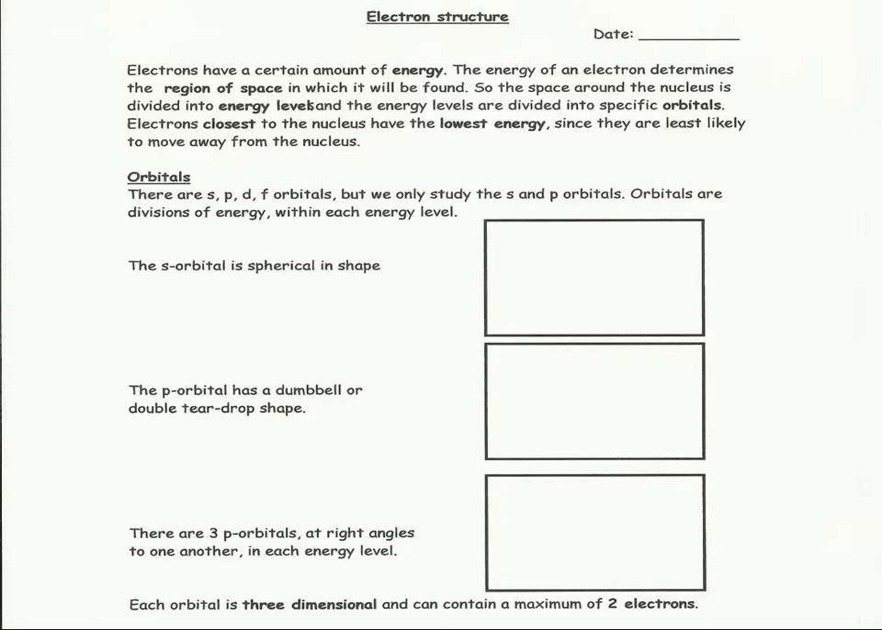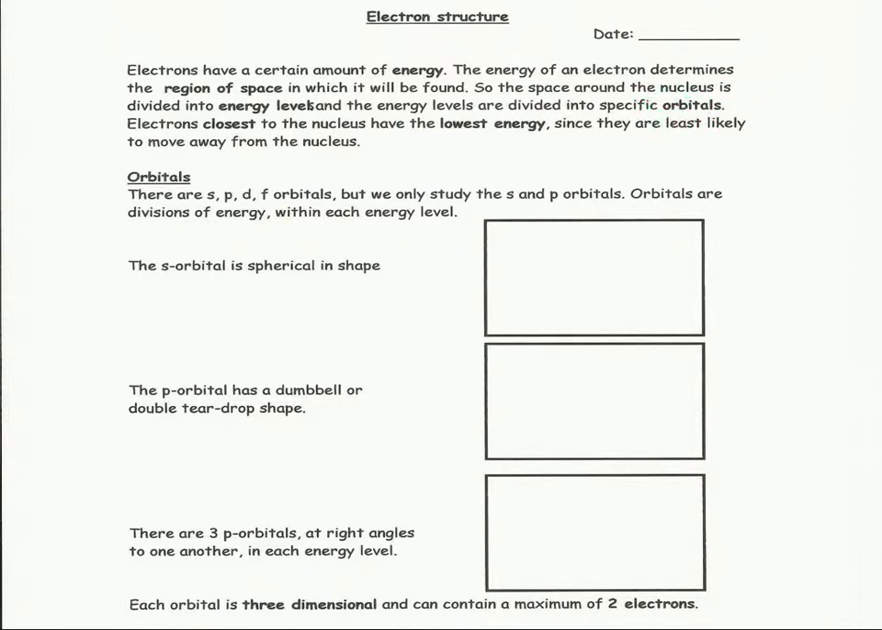From our history of the atom, we know that every single electron around the atom has a certain amount of energy. The energy of electrons determines the region of space, or the orbital, in which it is found. You'll remember Bohr's energy levels. So the space around the nucleus is divided into energy levels, and the energy levels are divided into things called orbitals. And orbitals are, again, just regions of space.